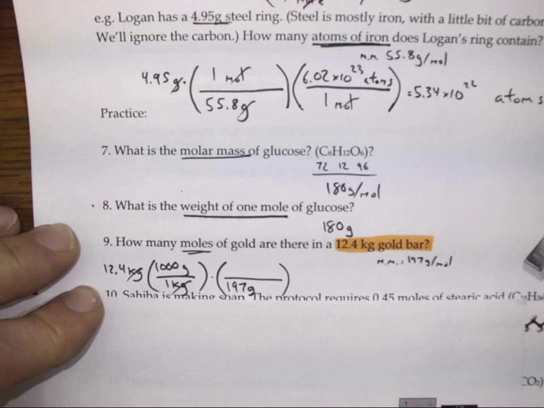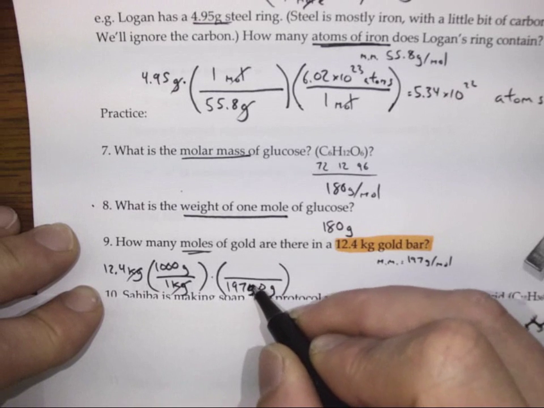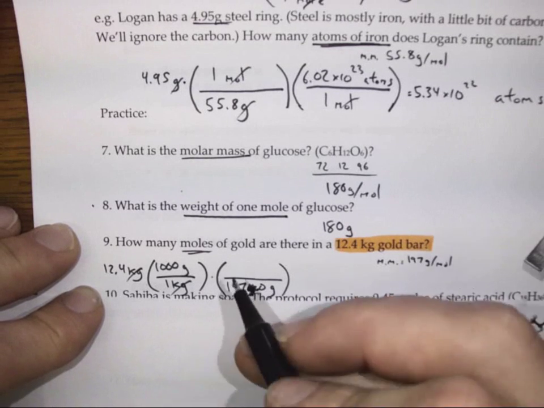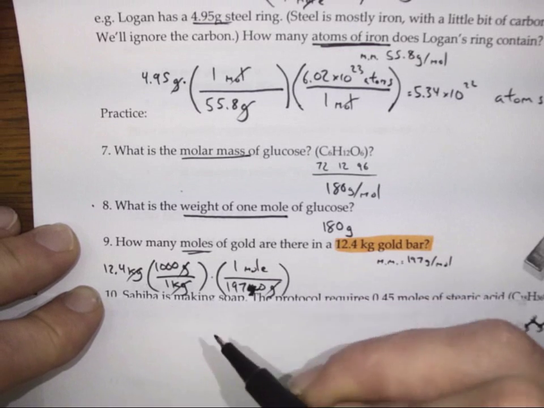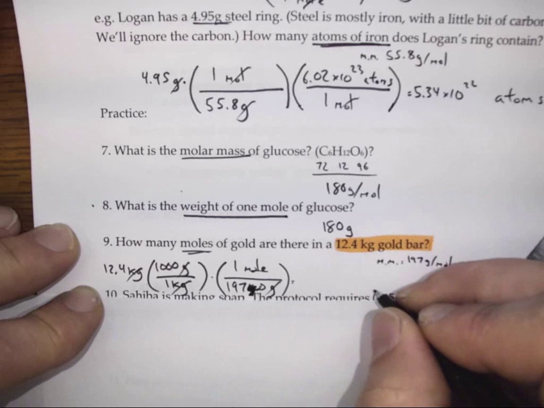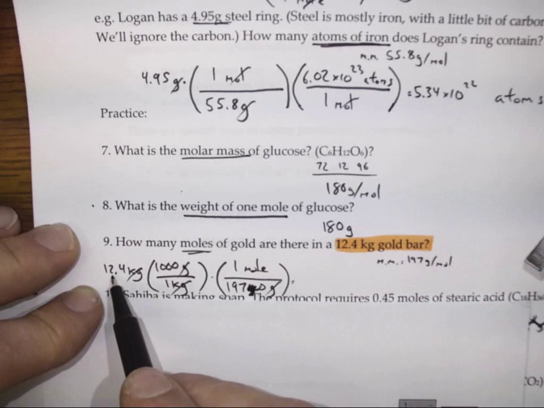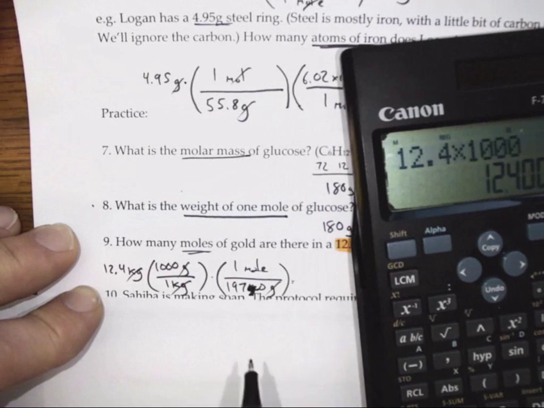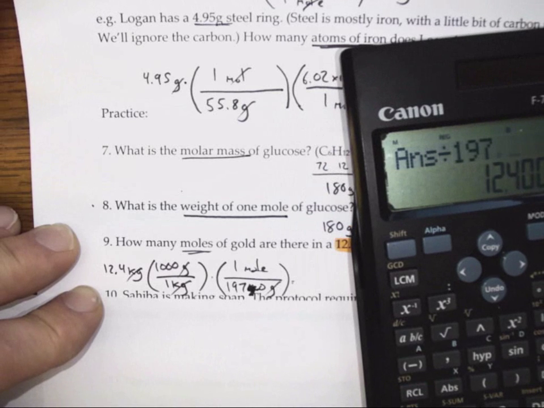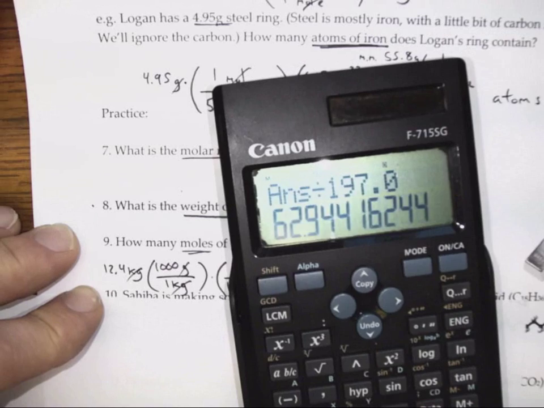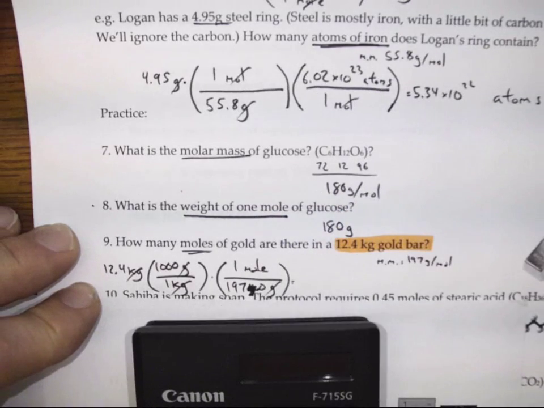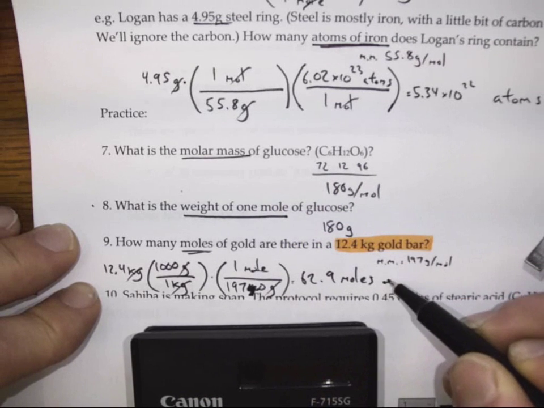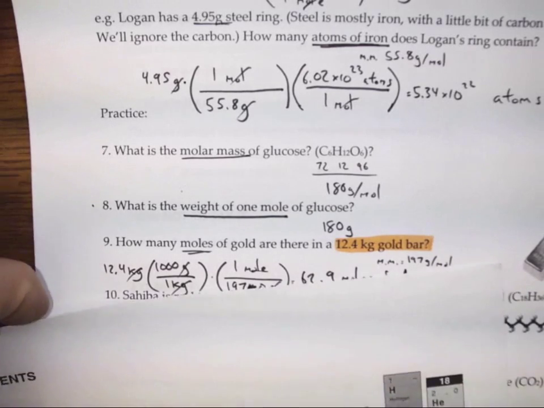Oh, I shouldn't round it, actually it's 197.0. Let's cross that out. Looks a little messy, apologize. Looks really messy, actually. And there's 1 mole over here. Grams cancel out as well, leaving us with moles. So I multiply 12.4 by 1,000. That turns things into grams. And then I divide it by 197. I don't need to put the 0.0, but I can. And then we get 62.9 moles of gold. Done. All right, moving on.